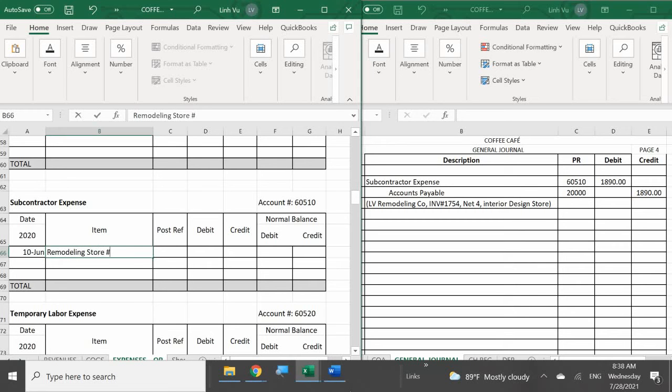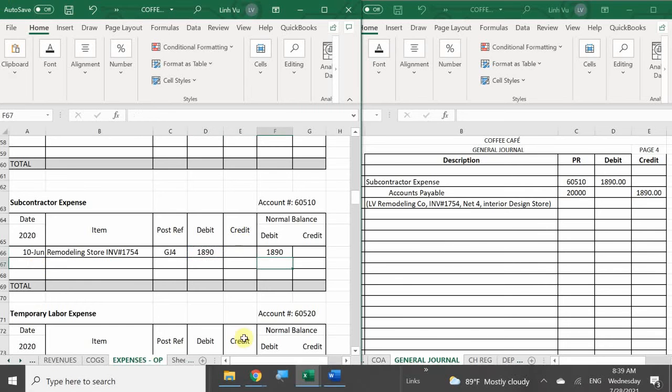Invoice number 1754. Reference number GJ4, now because we're starting a new one. And this is going to be an increase on the debit side by $18.90. So therefore, my running balance should be $18.90.